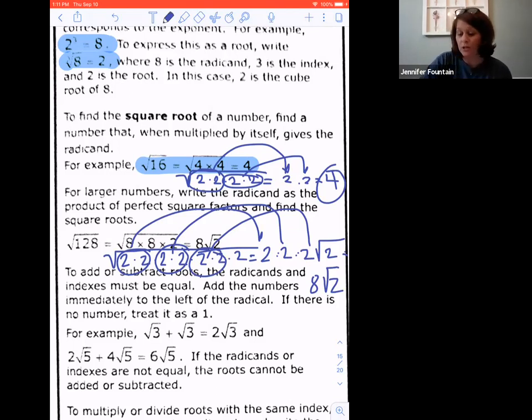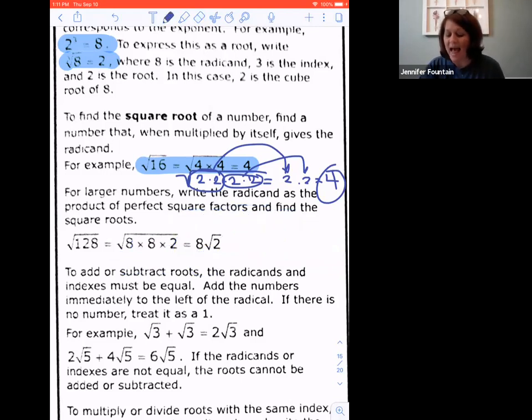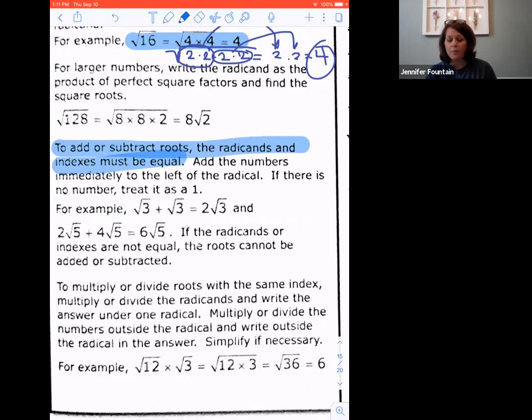All right, so the next thing we're going to look at here, I'm going to erase this so we can see our words. The next thing we look at is going to be adding and subtracting roots. So it says to add or subtract roots, the radicands and the indexes must be equal. Okay, remember the radicand is the number underneath the radical, and the index is that little bitty number that is outside the sign. And if there's nothing there, I understand it's a 2. Okay? So the example they've given us is the square root of 3 plus the square root of 3.